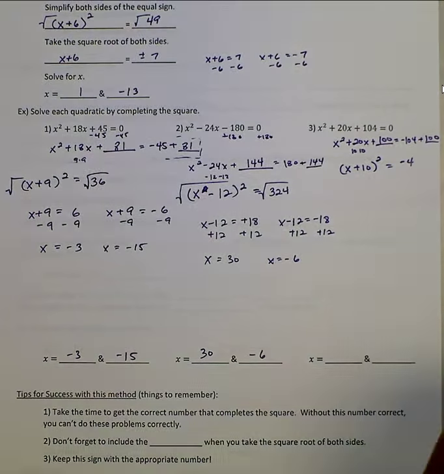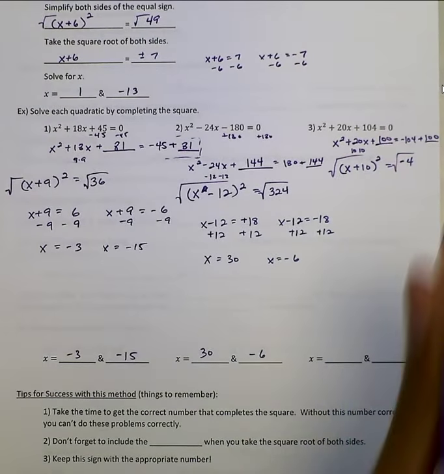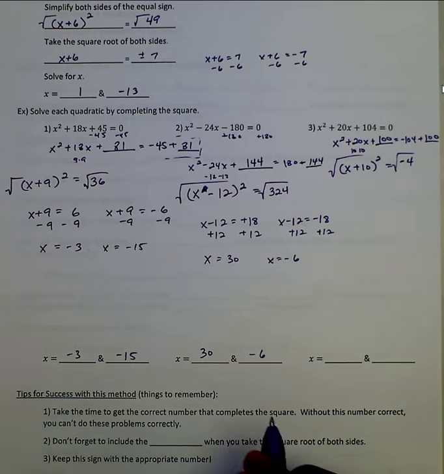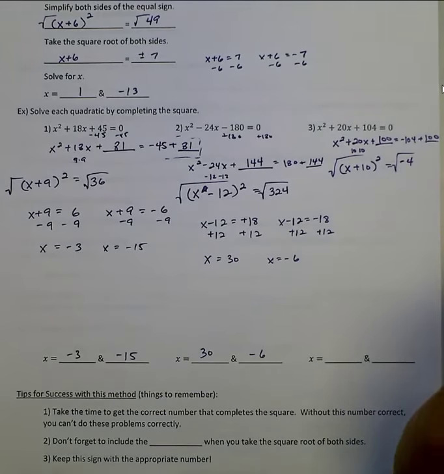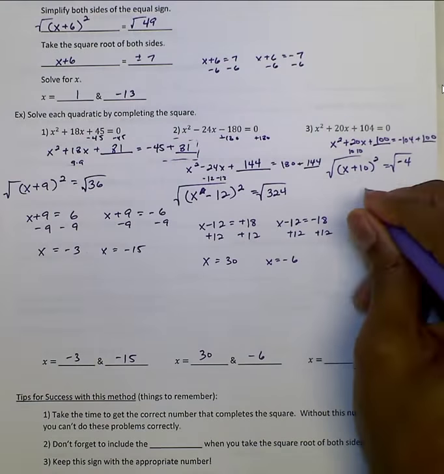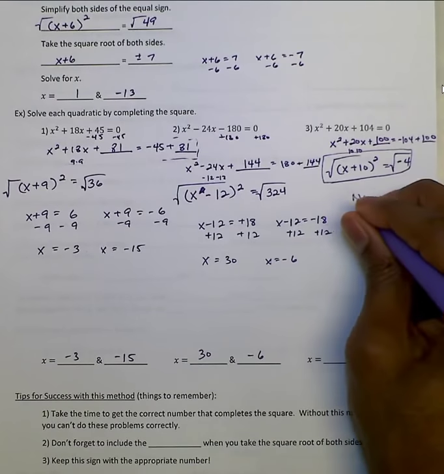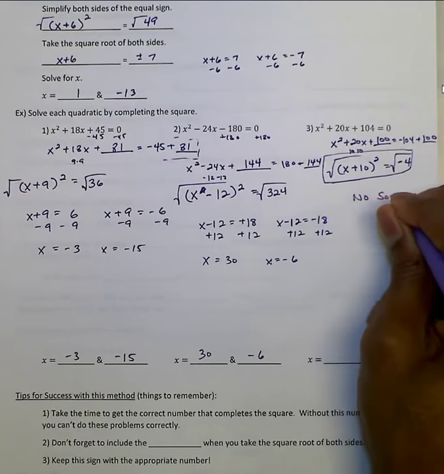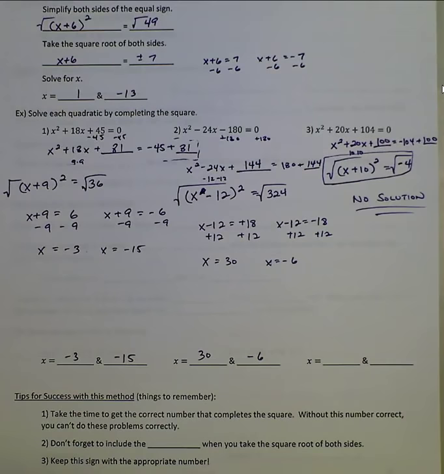Okay. Now I go through, I take the square root, and hopefully when you got to this point, you say, wait, we can't take the square root of a negative number, because we can't. Once we get here, we should see there's no solution. We can't take the square root of a negative number. Okay, we've seen no solution.